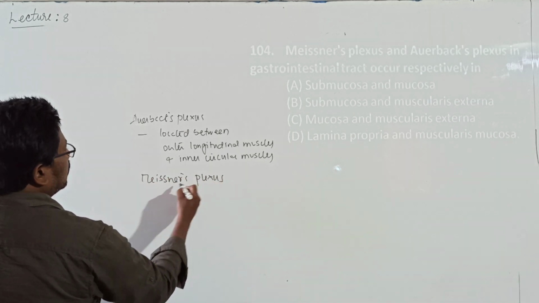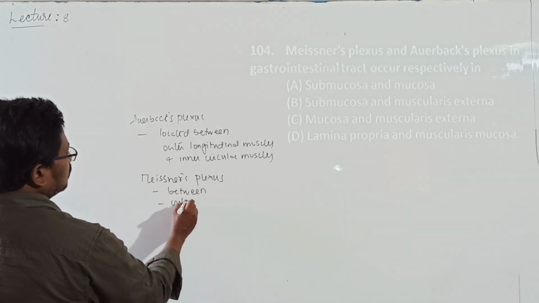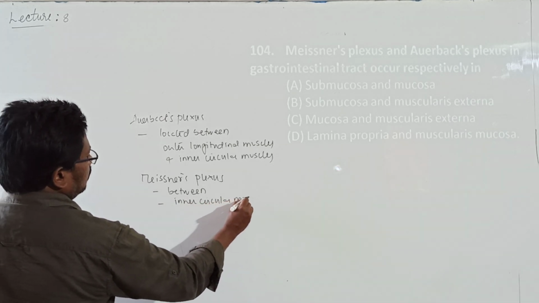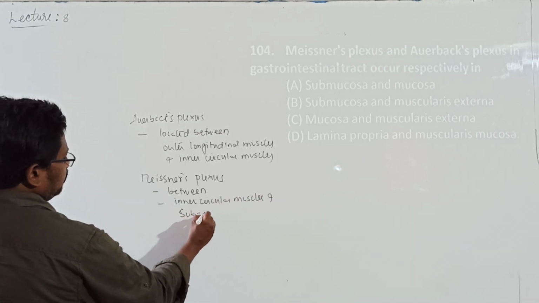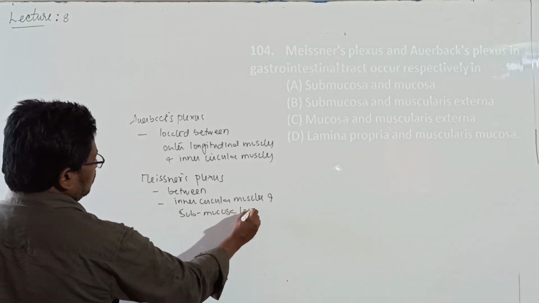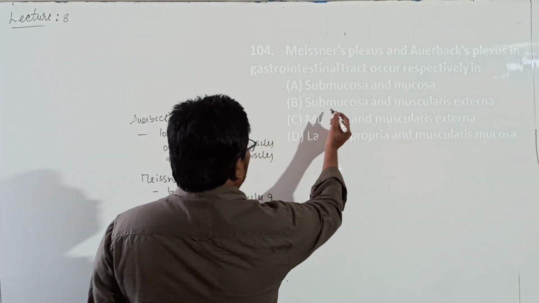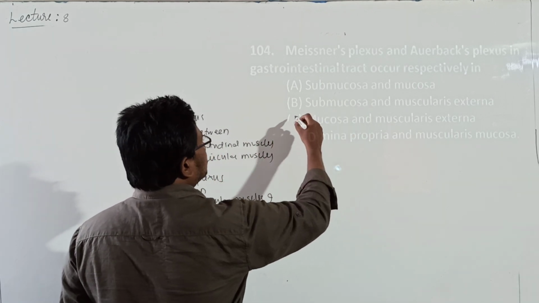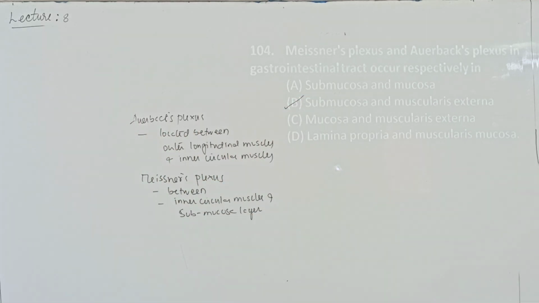Meissner's plexus is present between the inner circular muscles and the submucosa layer. So you can consider the submucosa layer, that is Meissner's plexus, and muscularis externa. So B option you can take as the answer.